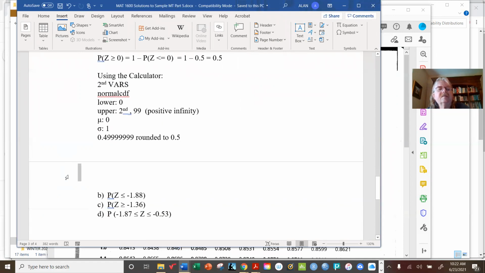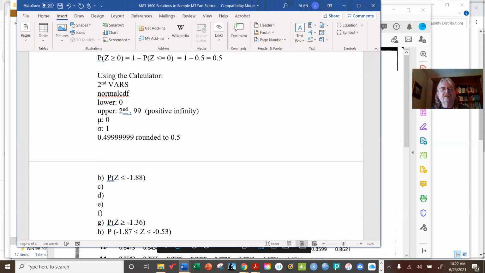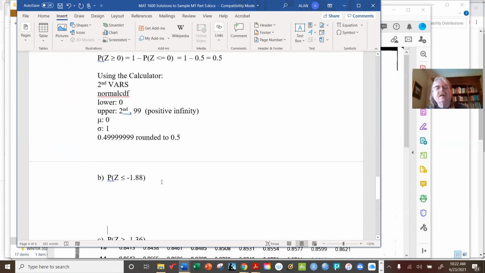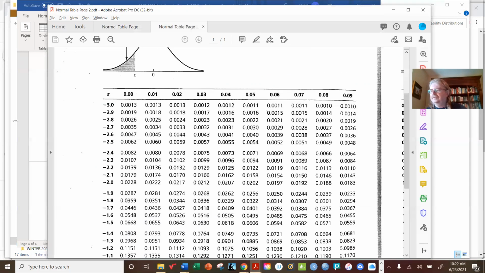Now let's see what's coming next. B, less than or equal to negative 1.88. All right, so this is easy to get on the table. All right, so we'll go to the negative table. Let's see, right here, negative 1.88. Works out to be 0.0301.